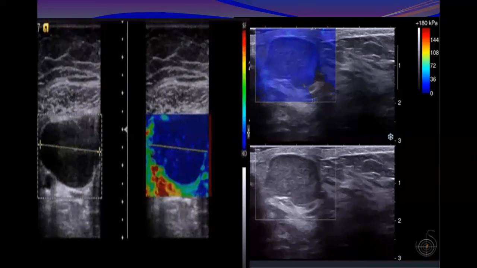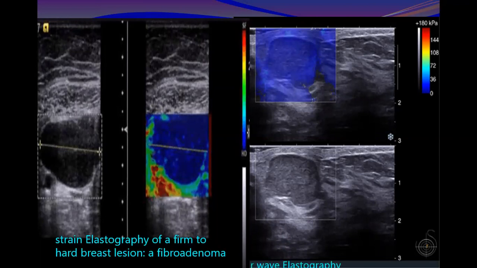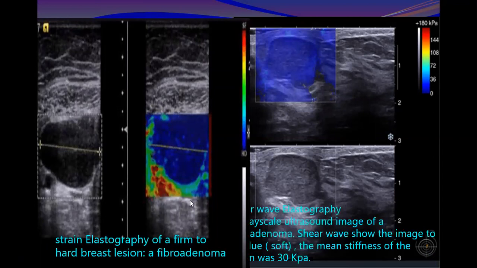It's a hypoechoic lesion. Irregular. This is an isoechoic lobulated lesion with posterior enhancement. And it is blue, completely blue, like the surrounding breast tissue. So it's a benign lesion, it's soft. That is why I brought both. Both are fibroadenoma. But this fibroadenoma is hard, while this fibroadenoma is soft. You see? Both are fibroadenoma. The mean stiffness here is only 30 kilopascals. Okay?